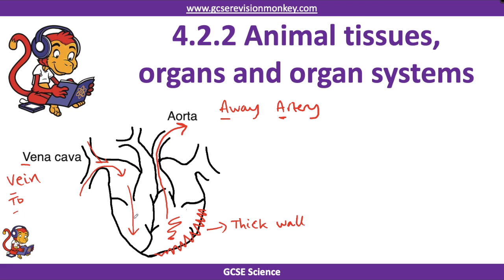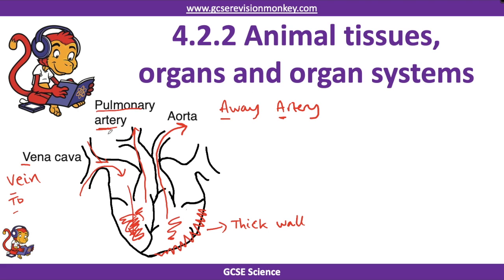But now this blood doesn't have very much oxygen in it because it's given it to the other cells in the body. So the next place the blood needs to go is back up to the lungs, and it does that out of the pulmonary artery. So the blood goes out of the pulmonary artery into the lungs. So anything to do with lungs is called pulmonary, and it's an artery because it's taking blood away from the heart.